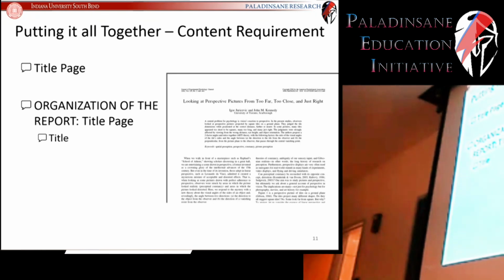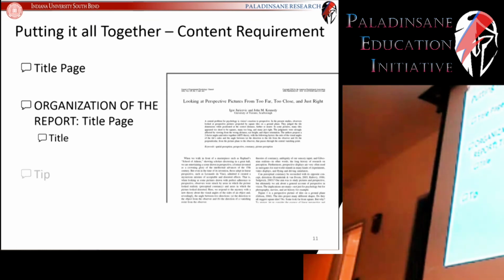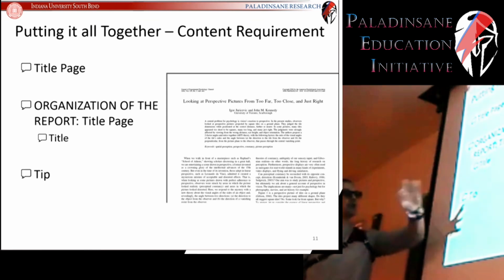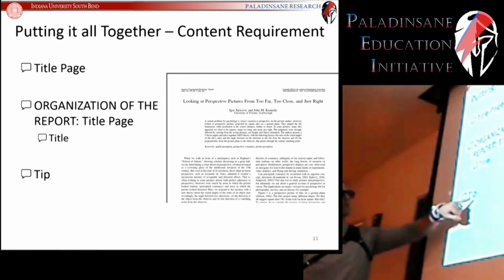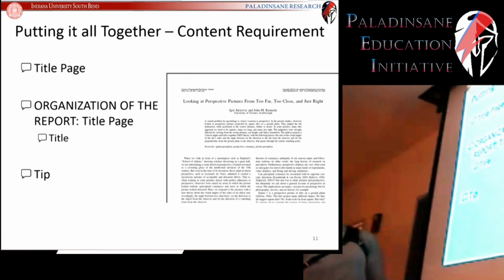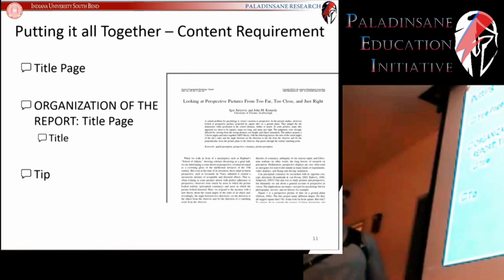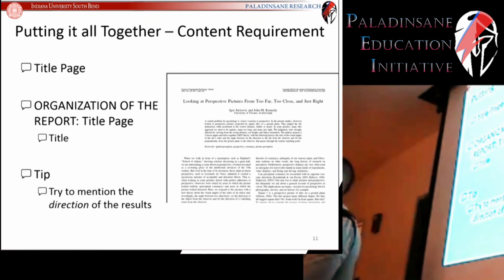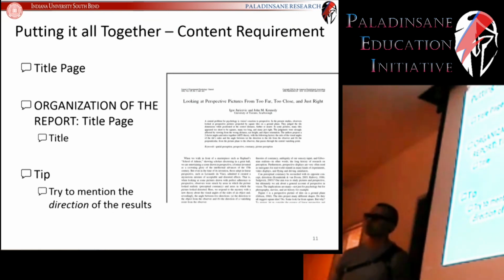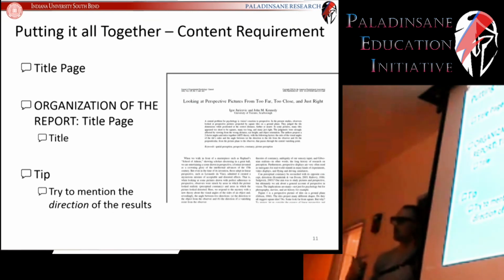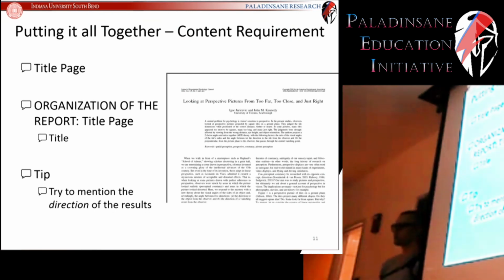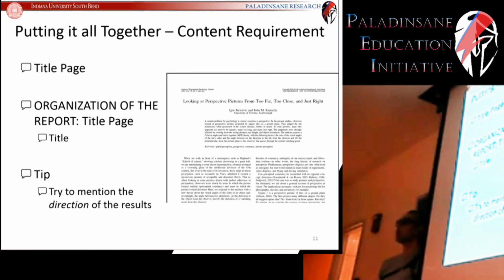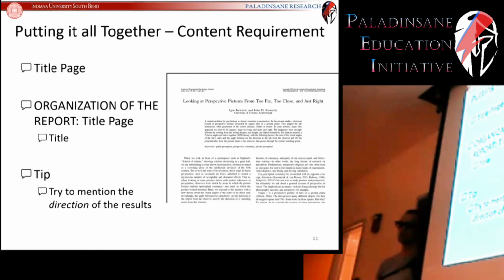In terms of the actual title that you come up with, one tip that you can do, you don't have to, but this is for your psychology future, and you can see you don't have to do it because I didn't even do it here on this article that I published. One tip is you can always try to mention the direction of the results in your title. That's always very nice to the reader. That's always a good way to communicate what your research paper is going to be about.